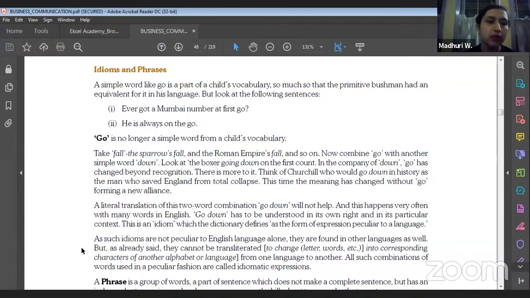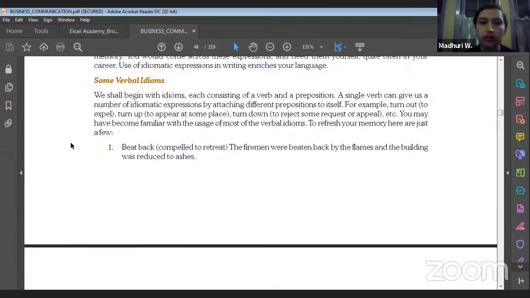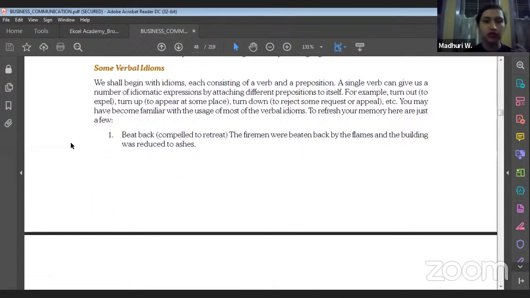Okay? The next important part is idioms and phrases. So there's no shortcut to it. For idioms and phrases, you have to just go through the list and memorize it. Basically, idioms and phrases stand for words which are used in a certain context to mean something else. For example, to beat back: the firemen were beaten back by the flames means that they were forced to retreat. They were made to retreat because of the flames, right?